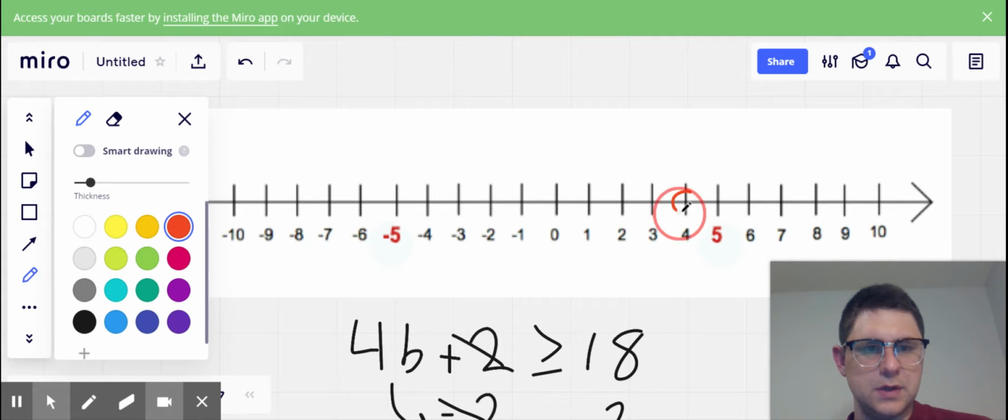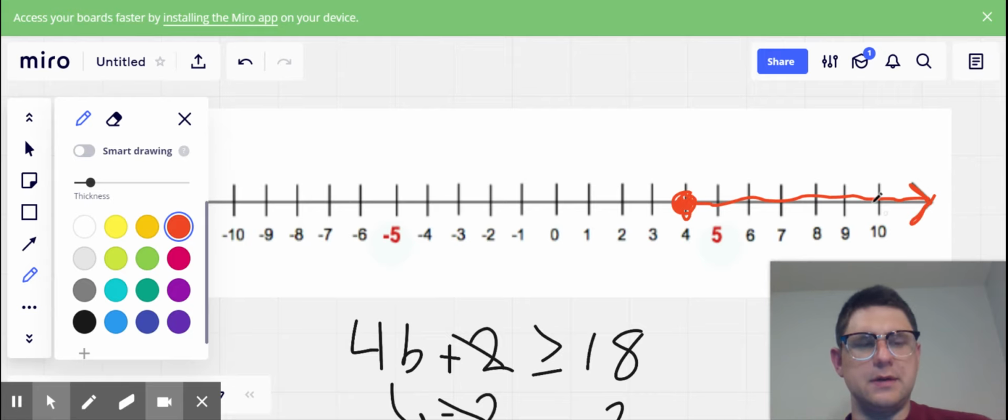So I'm going to put a dot on 4. And I'm going to shade it in because it is or equal to. And then b is everything that is larger than it. So I'm going to shade all this stuff over here.